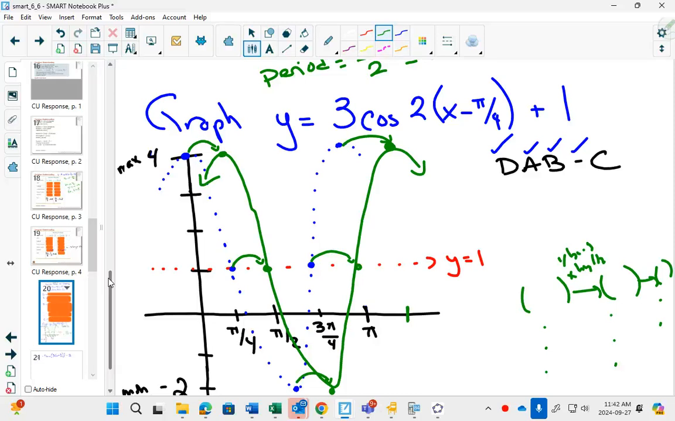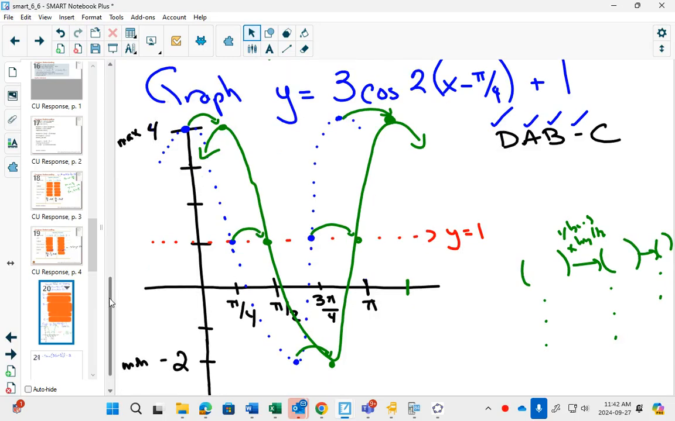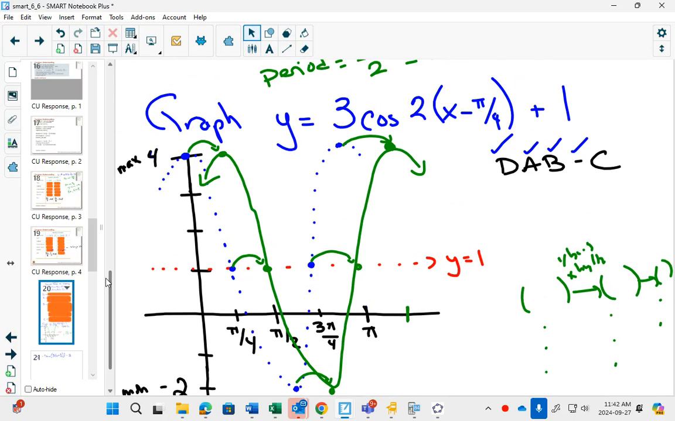So we'll do, just to get good practice with this, we'll do another example. Any questions on this one so far?